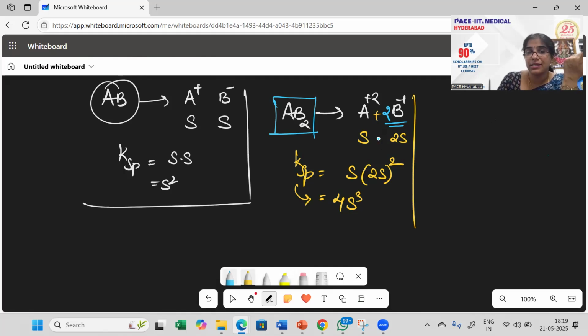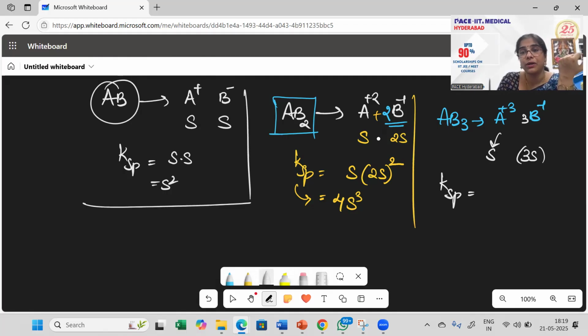In case my salt is of AB3 type, then what? A is plus 3 ion, B is minus 1 ion, and I have three such B ions, which means A is S and B is 3S. When I have to talk about Ksp, the solubility product, that will be S times 3S the whole cube, because according to the stoichiometric relation, it has the power of 3. So the solubility product here will be 27 S to the power 4.